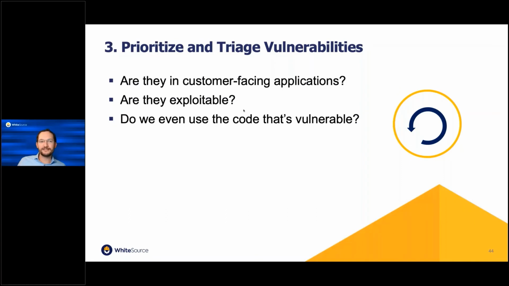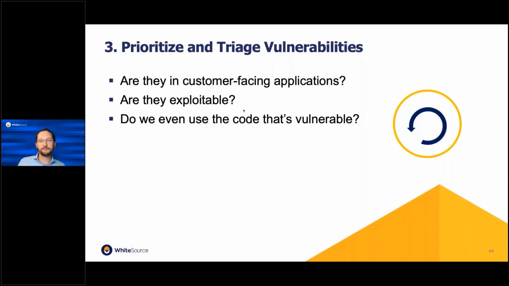All right, step number 3. So step 1, we know what we're using. Step 2, we have an automated way of being notified if what we're using is vulnerable. Step 3 is to prioritize and triage. For example, the first question you can ask, and ideally this is one that you could handle automatically, as automatic triage on a project by project basis, is: are these dependencies in customer facing applications?